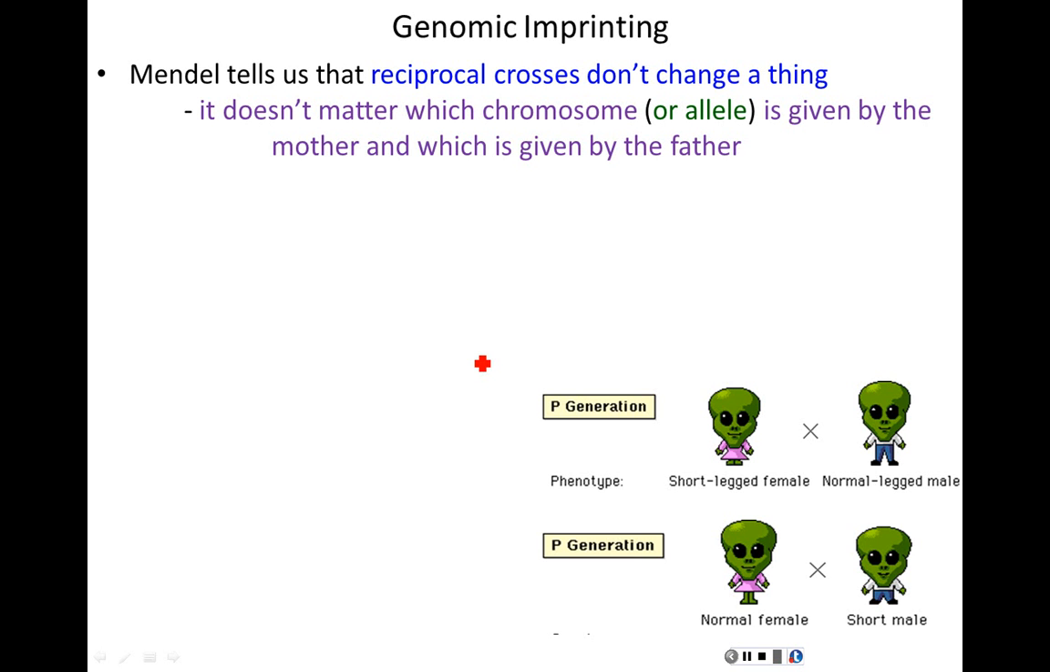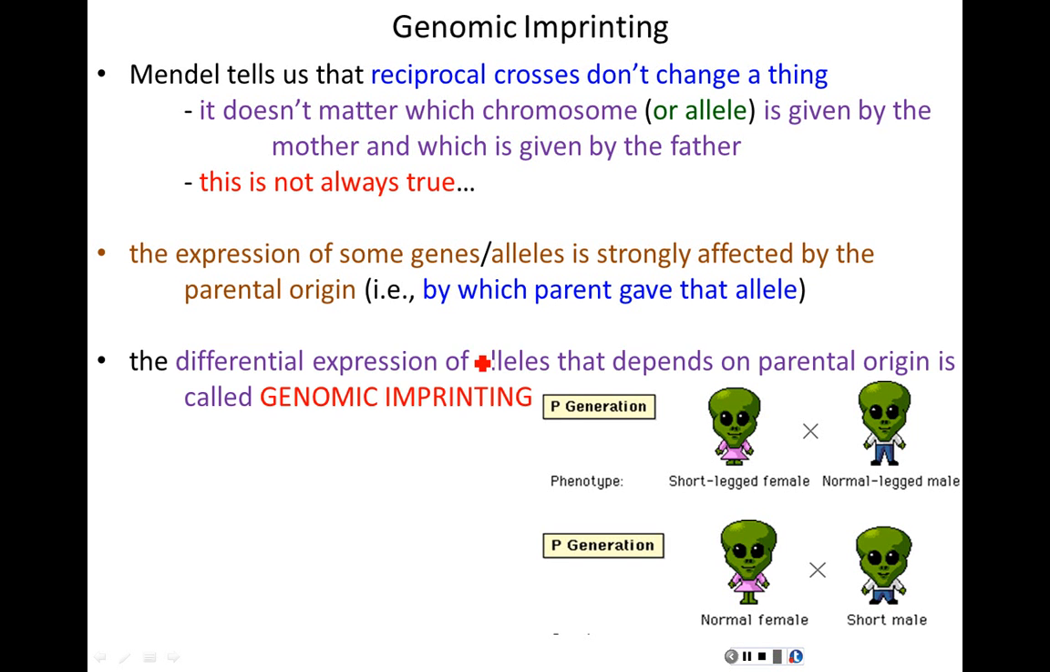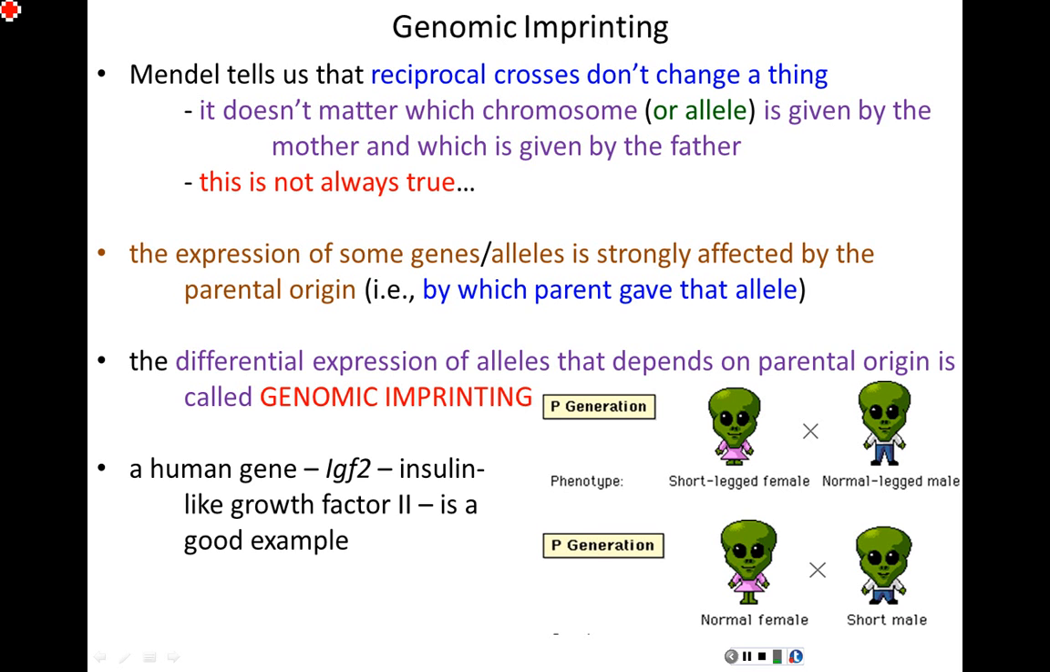Okay, no real difference. The genders switch and the phenotypes don't, or vice versa. This works most of the time because according to Mendel's rules, it doesn't matter which chromosome or which allele is given by the mother and which is given by the father. What matters is that you have two alleles and one is dominant over the other. Well, this isn't always true. The expression of some genes, the expression of some individual alleles, is sometimes, rarely, but sometimes strongly affected by which parent that allele came from. Interesting. This differential expression of alleles that depends on the parental origin of that allele is called genomic imprinting.